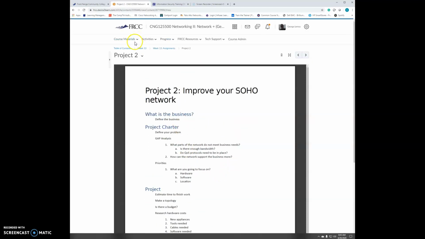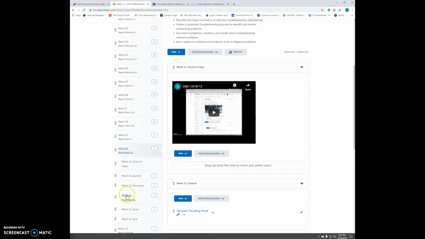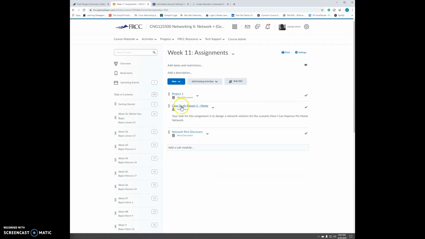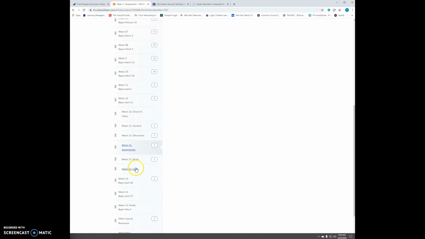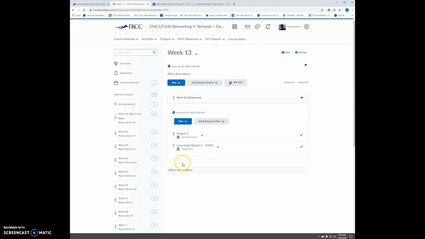Oh, I did have the submission Dropbox in the wrong place. I did just notice that. So week 12's Dropbox is now in the correct area. So if you have week 12 project 1, it is now in the correct area. I forgot I flipped those and it was in week 13. So this one is in the right area too.